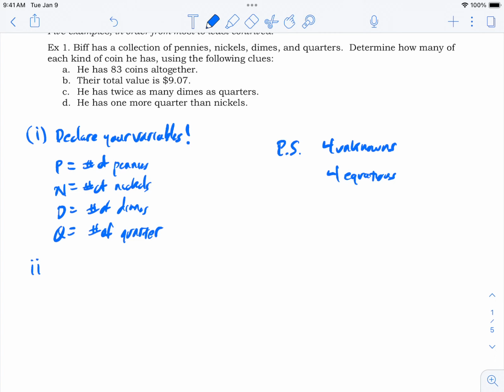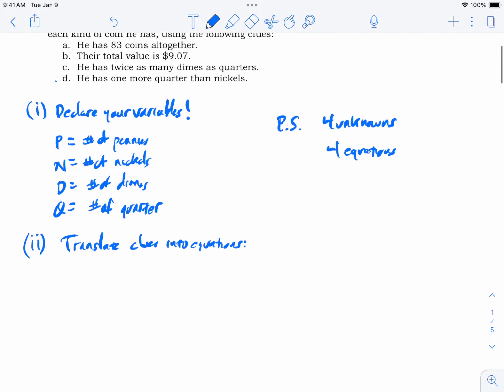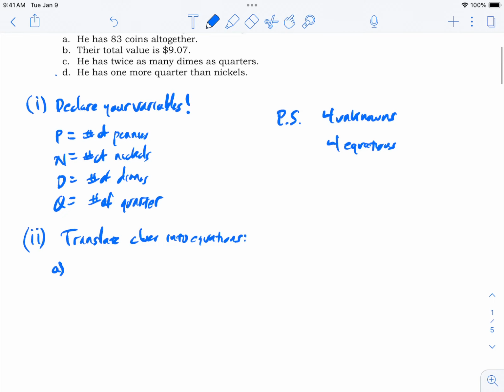That means we're going to need 4 clues. And happily, that's what they do. They give us 4 separate clues. So translate the clues into equations. That would be our next order of business. So clue A says 83 coins altogether. Well, that's counting the coins.